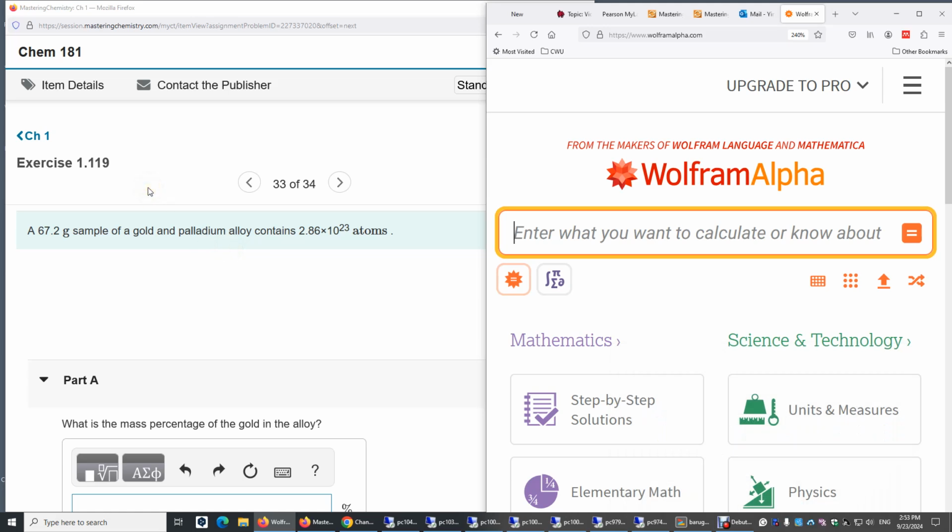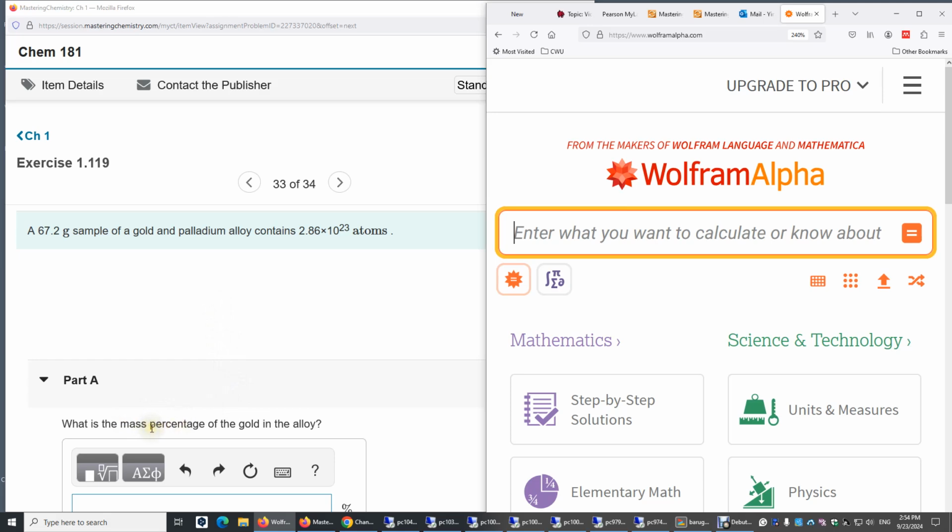Chapter 1, Exercise 1.119. A 67.2 gram sample of a gold and palladium alloy contains 2.86 times 10 to the power of 23 atoms. What's the mass percentage of the gold in the alloy? It's a comprehensive problem. We'll have to set up an equation. To solve the equation, we get the value of the mass percentage here.